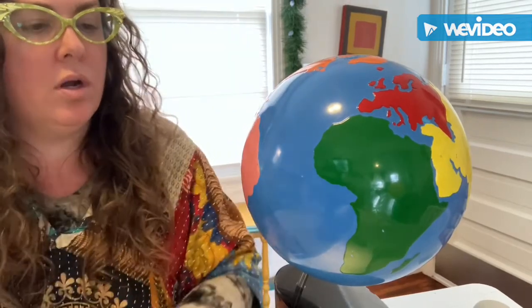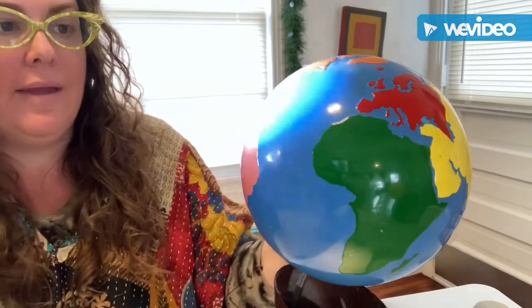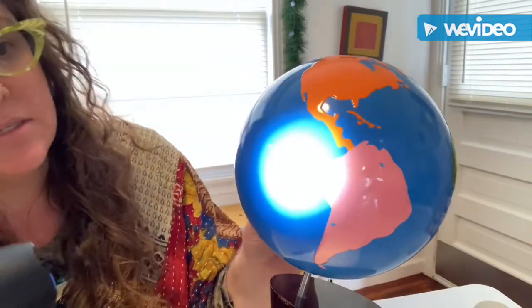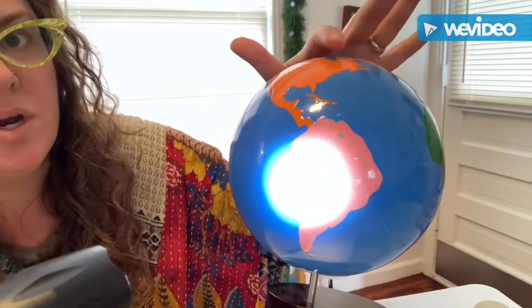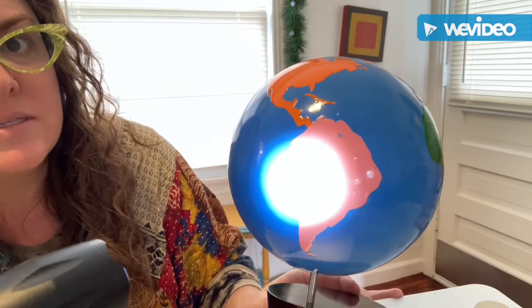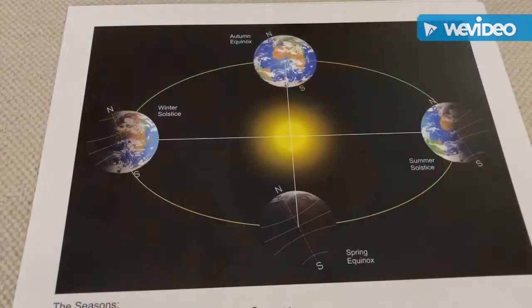And the same thing goes for winter. When the axis is tilted away, the part of the earth that we are on is experiencing winter, while other parts of our earth are experiencing summer. Here is a chart to help us better understand.